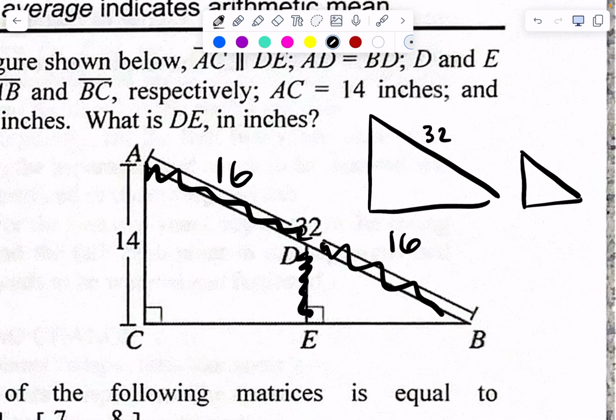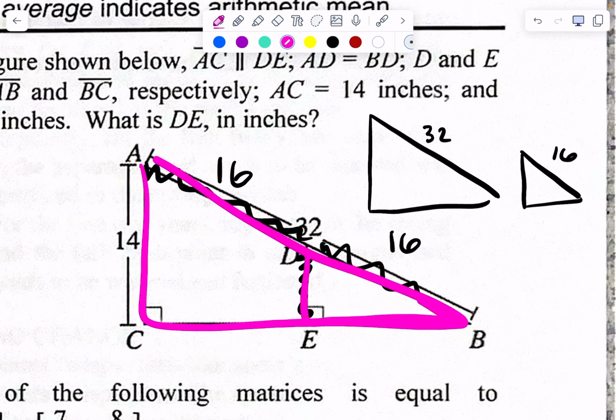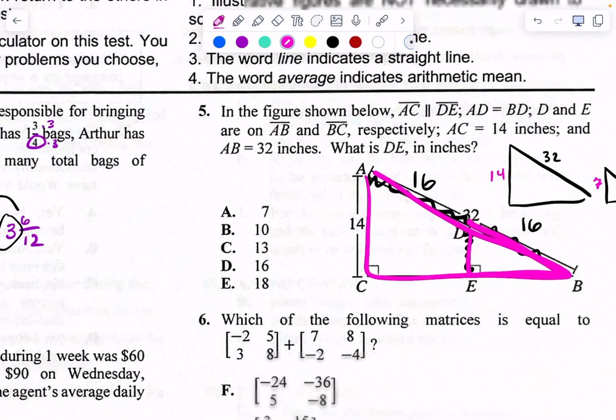So 32 is this length. This is 16, right? Do you see what I'm saying? This guy right here, that overall is 32. This guy right here is 16. If this is 14, then this guy would have to be 7, right? 7. Okay, you should blow right through these questions.